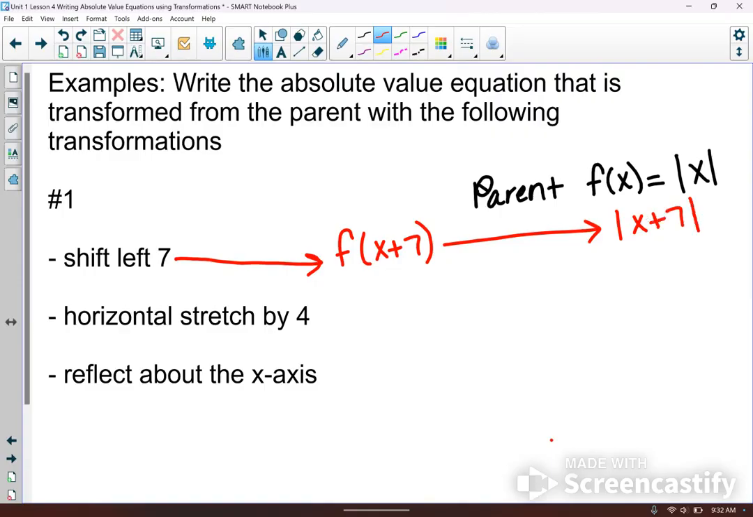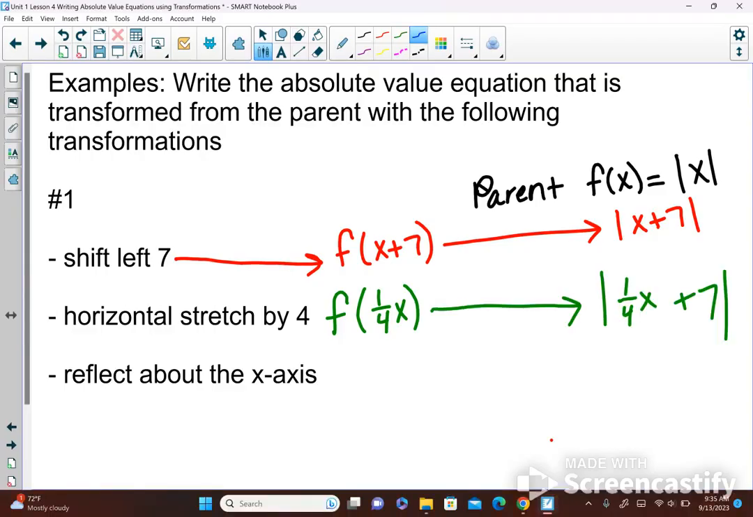A horizontal stretch by 4 actually works with the reciprocal, so I'm working with a 1/4 because it's horizontal, and it's multiplying to x on the inside. So function notation-wise, this is f of 1/4 x. This says to replace x with 1/4 x in the function f. We want to use our most recent version of the function f.